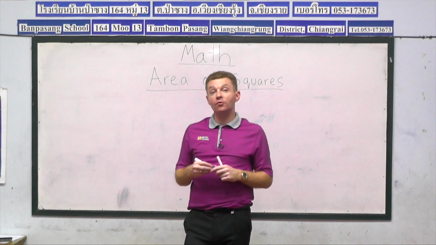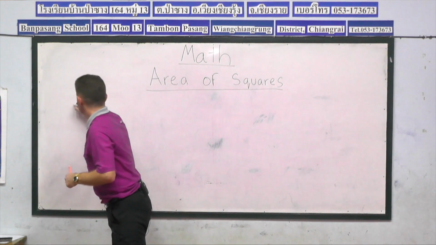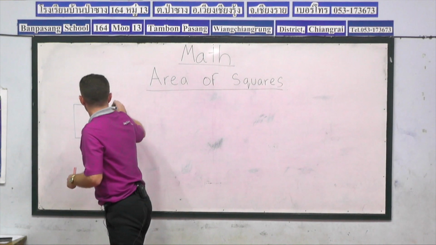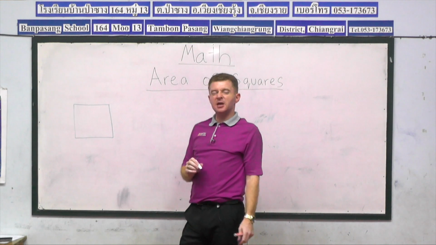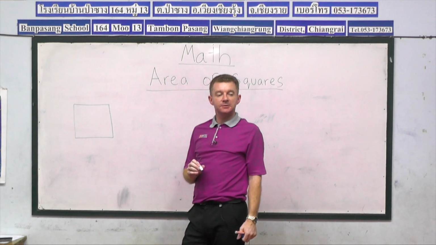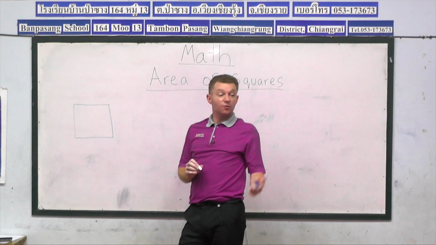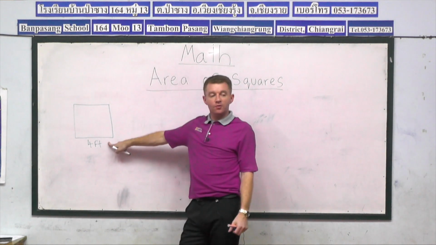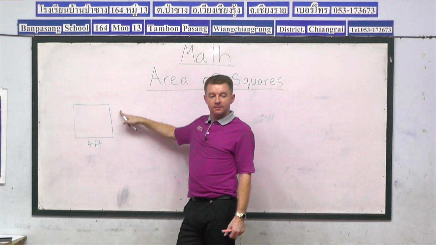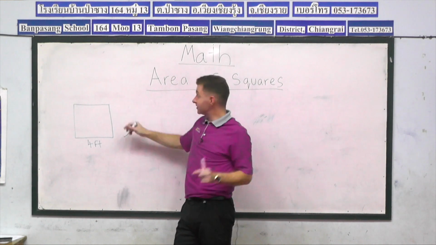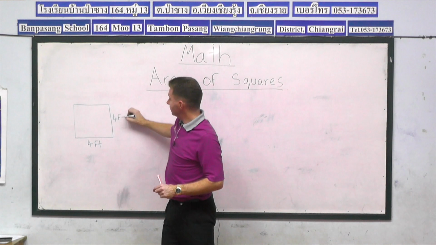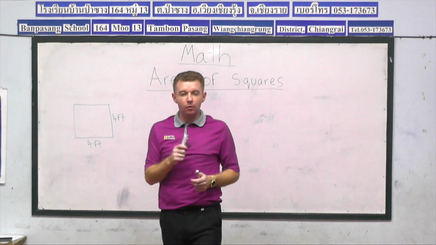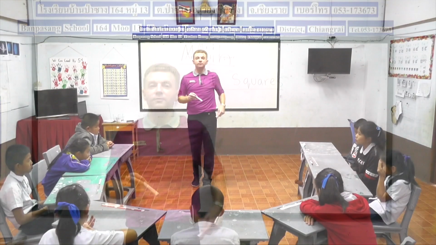And first of all, I will draw a square on the board. Okay, so somebody give me a unit of measurement for our square. 4 foot. Okay, we can use 4 foot. So if this side is 4 foot, what does this side have to be? 4 foot. Every side has to be the same length. That's what makes a square. If they're not the same length, they're not really a square. They're a rectangle.